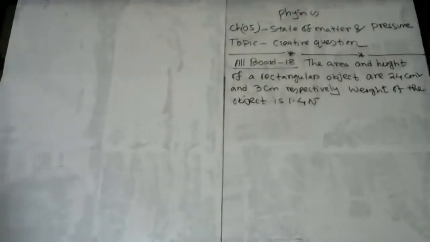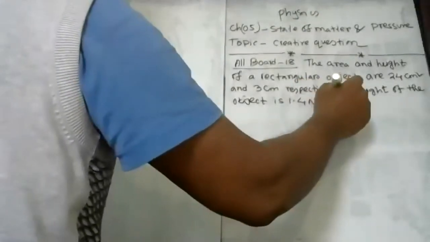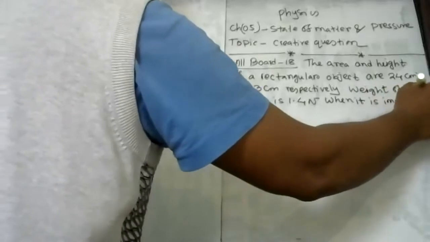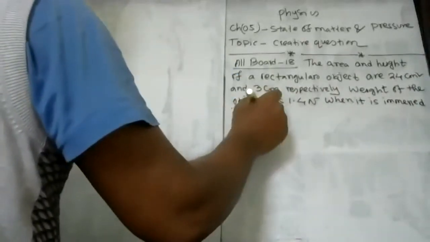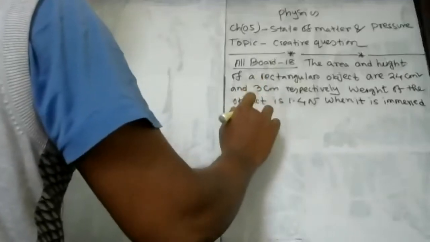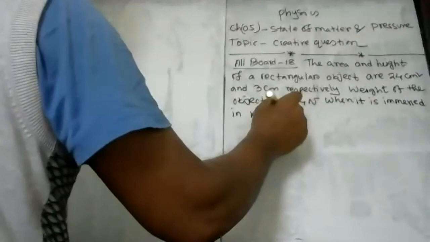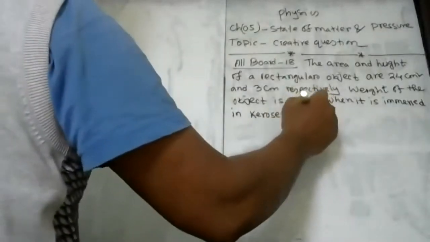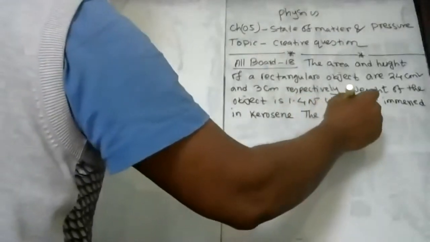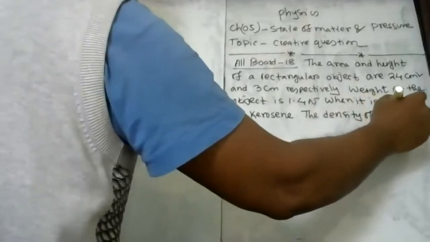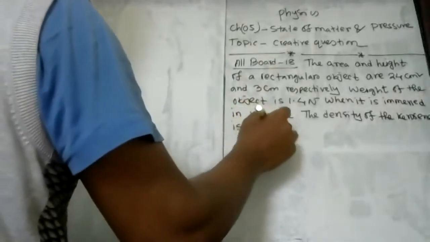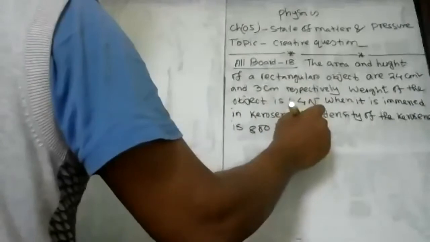The weight of the object is 1.4 Newton when it is immersed in kerosene. The density of the kerosene is 800 kg per meter cube.